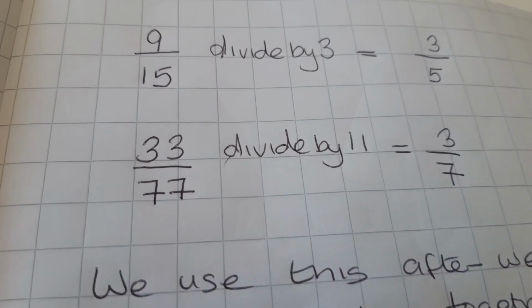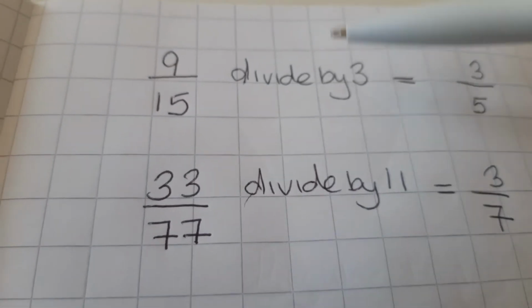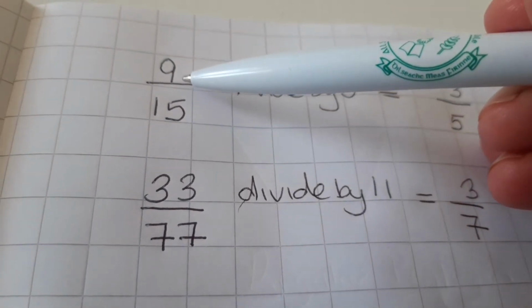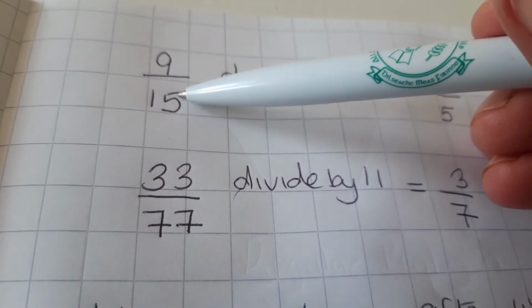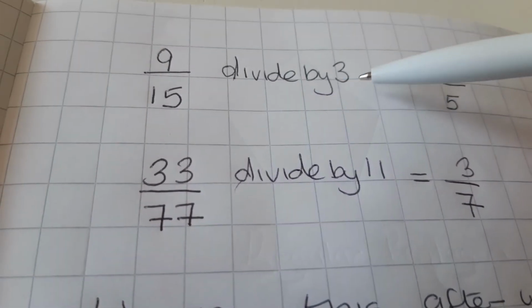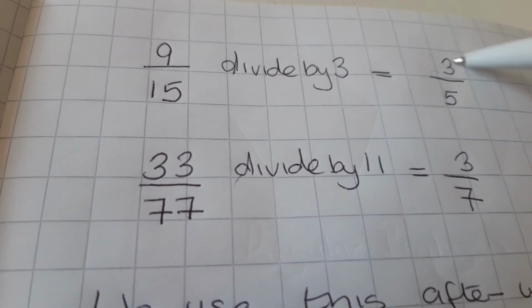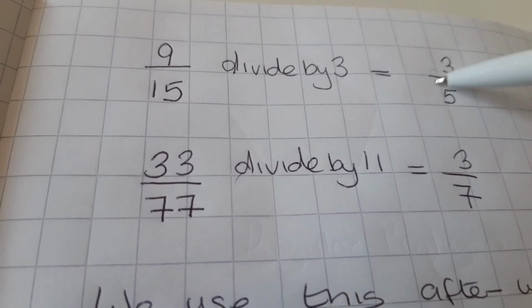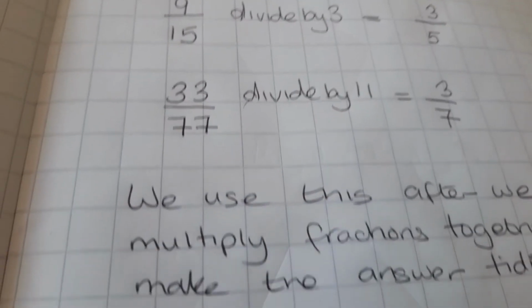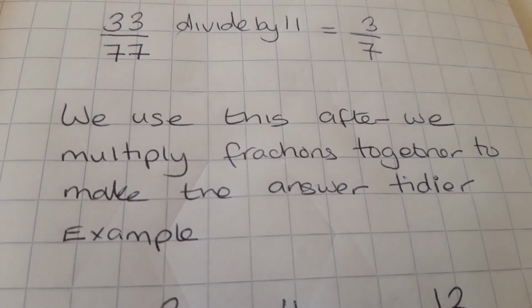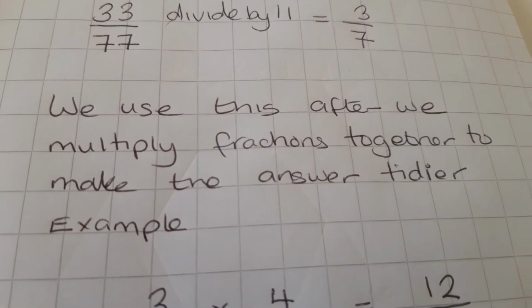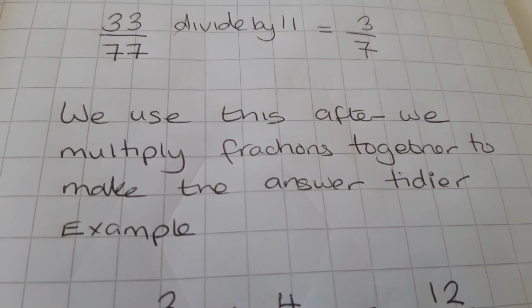So think about what you have to do. You have to look at the fraction, look at the two numbers and think, what number will go into both top and bottom? And then you divide by that number, and then you get your equivalent fraction, your cancelled fraction. So we use this method after we have multiplied fractions together like we did last week, and it just makes the answer a little bit tidier.